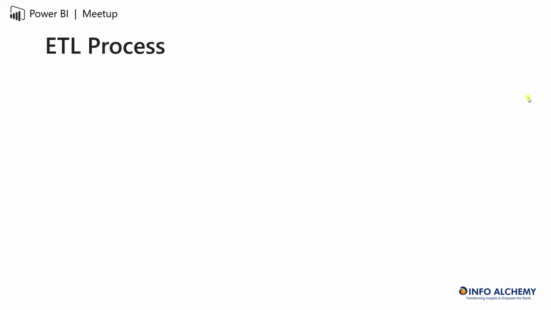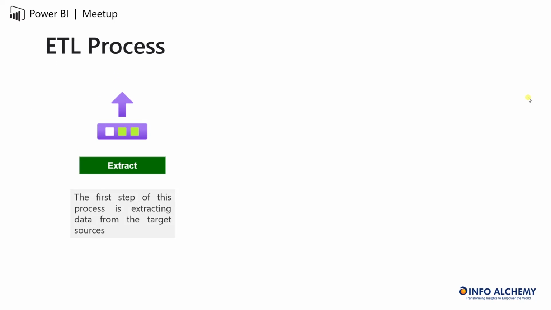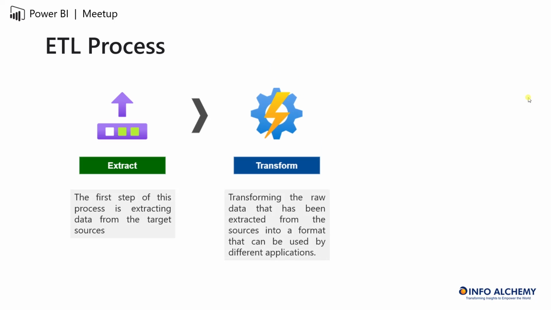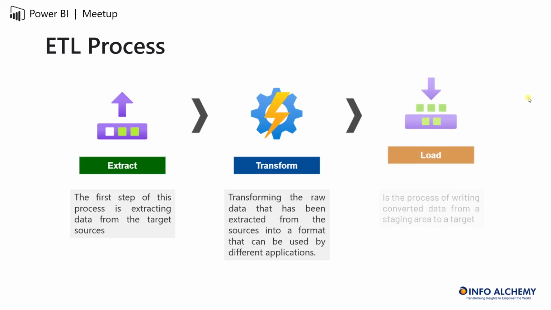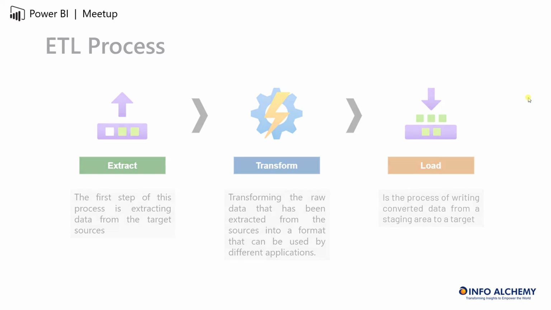For the ETL process, extract. The first step of this process is extracting data from the target sources. Transform is transforming the raw data that has been extracted from the sources into the format that can be used by different applications. Lastly is load. It's the process of writing converted data from a staging area to a target.